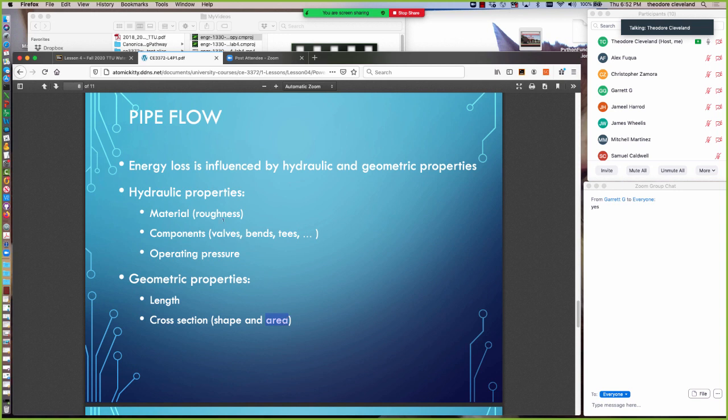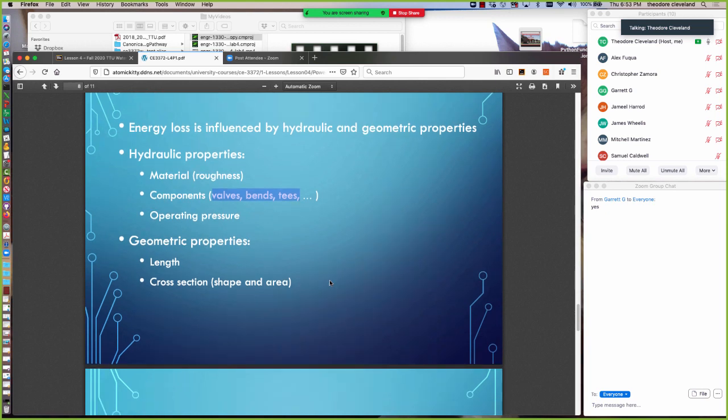And the other thing we have control over is material selection, the choice, and the kinds of components that we put in to control our system. So we can't realistically design and build a system that doesn't have valves and bends and T's, but we can design and build a system that has just the ones we need or low head loss ones as necessary to try to maintain the energy.